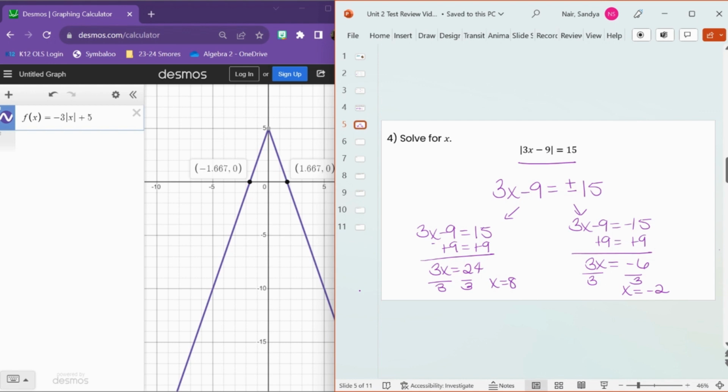Remember, whenever you're doing absolute value equations, you need to double check and make sure that you don't have any extraneous solutions. An extraneous solution will occur when you take a solution and plug it into your equation and you get something that doesn't make sense.